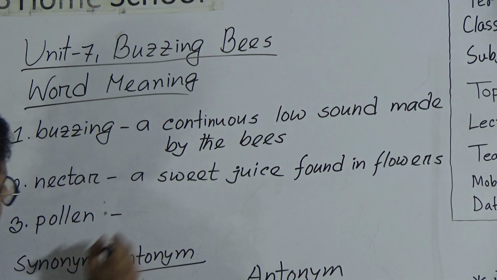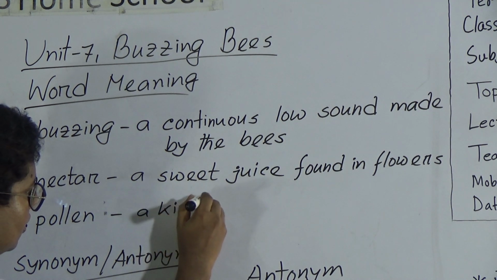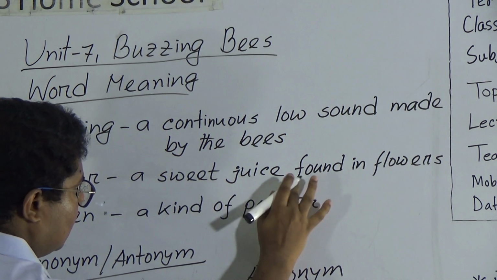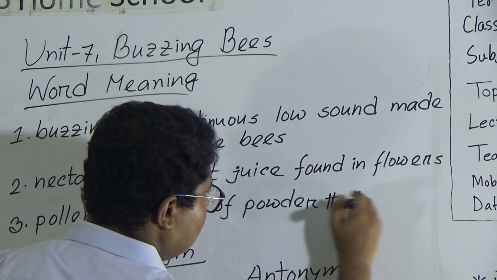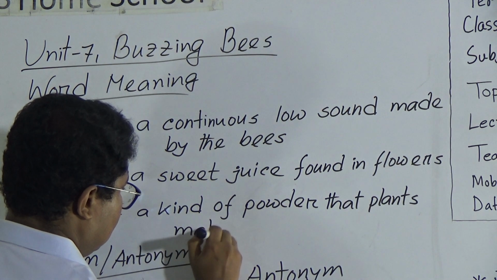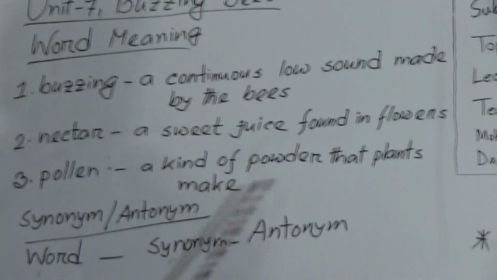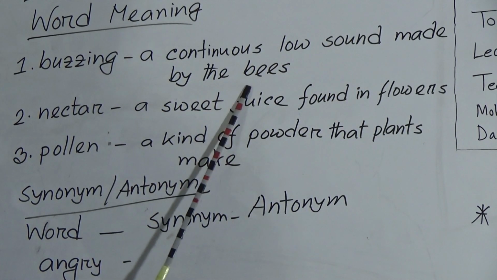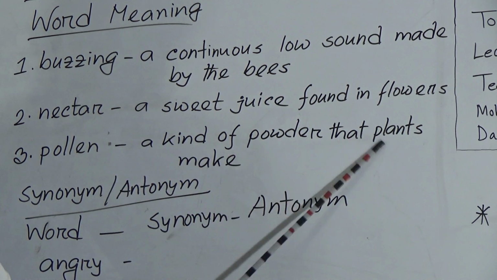Pollen. Next one is pollen. Pollen means a kind of powder, P-O-W-D-E-R, a kind of powder that plants make. So pollen means a kind of powder that plants make. Again, I'm repeating. Number 1, buzzing, a continuous low sound made by the bees. Number 2, nectar, a sweet juice found in flowers. Number 3, pollen, a kind of powder that plants make.